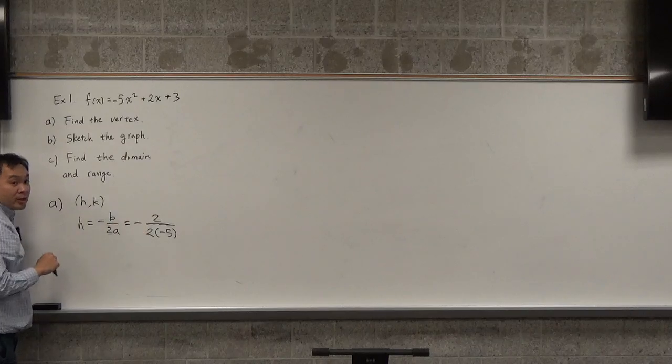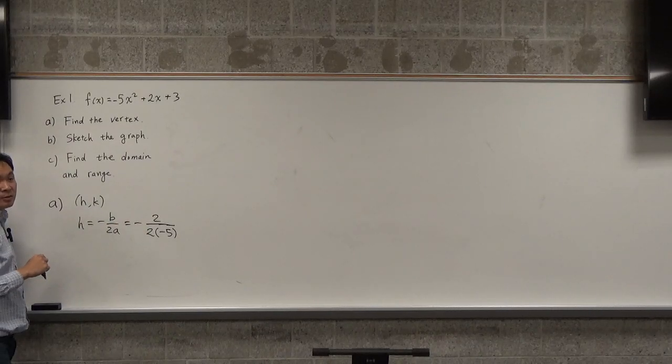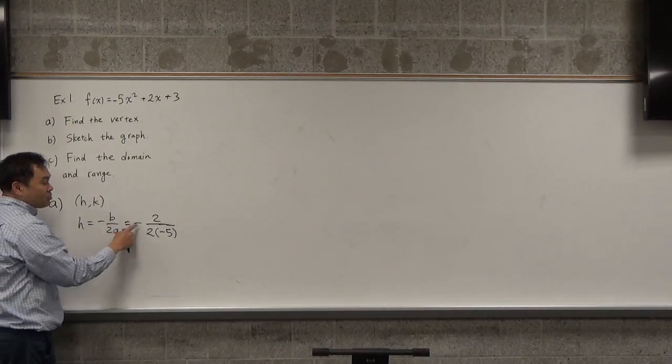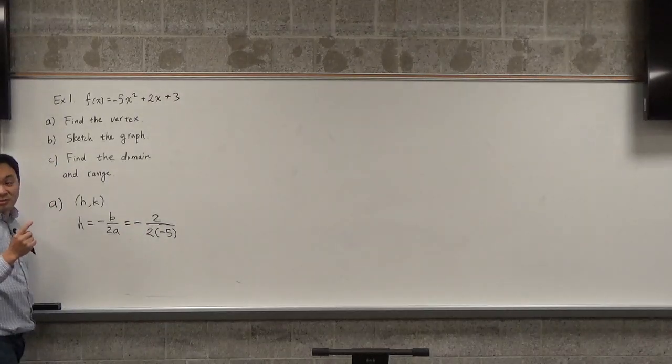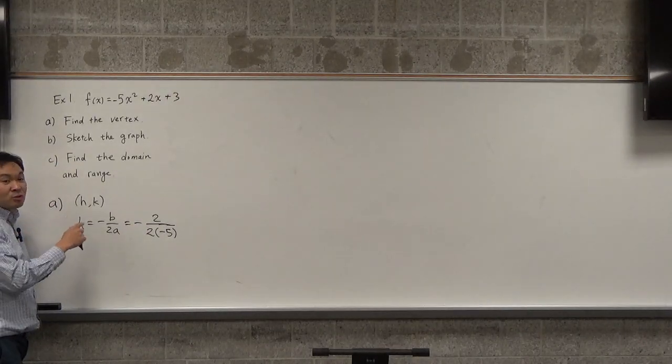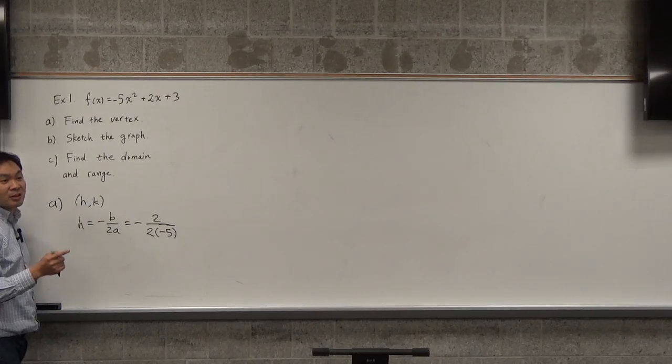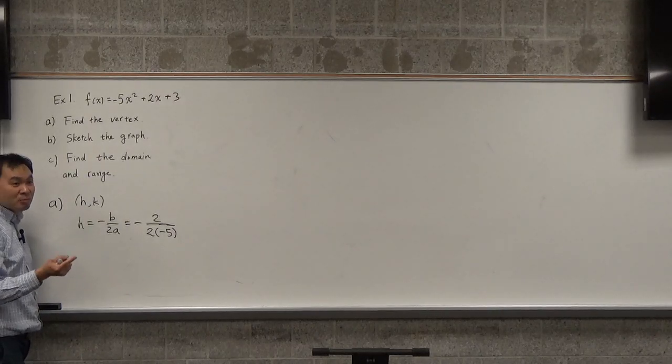Is this positive or negative? It's positive. You see 2 negatives? Positive. If you see 3 negatives, then negative. If you see 4 negatives, positive again.